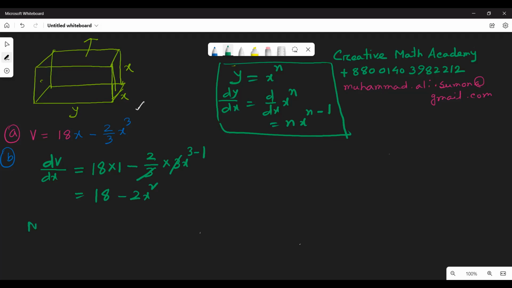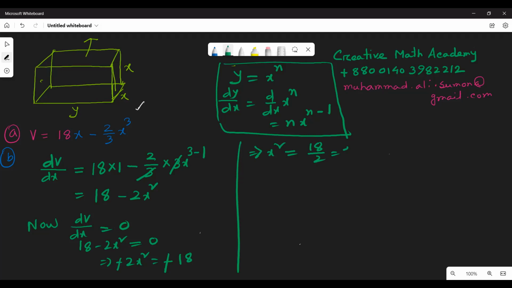Now we write dV by dx equals 0. So 18 minus 2x square equals 0. Then minus 2x square equals minus 18. After that, minus minus cancels. X square equals 18 divided by 2, which is 9. So x equals plus or minus 3. But length can never be negative. So x equals only positive 3, and x is not equal to minus 3. So we get the x value.